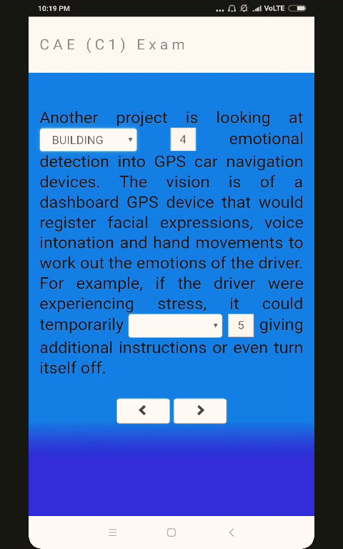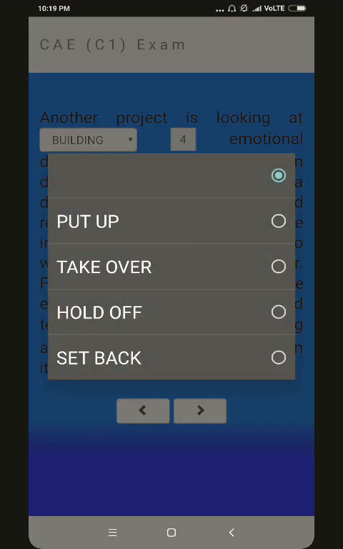The vision is of a dashboard GPS device that would register facial expressions, voice intonations, and hand movements to work out the emotion of the driver. For example, if the driver were experiencing stress, it would temporarily put up. No, this doesn't fit. Take over is something, taking over somebody, going ahead of somebody. So that doesn't fit.